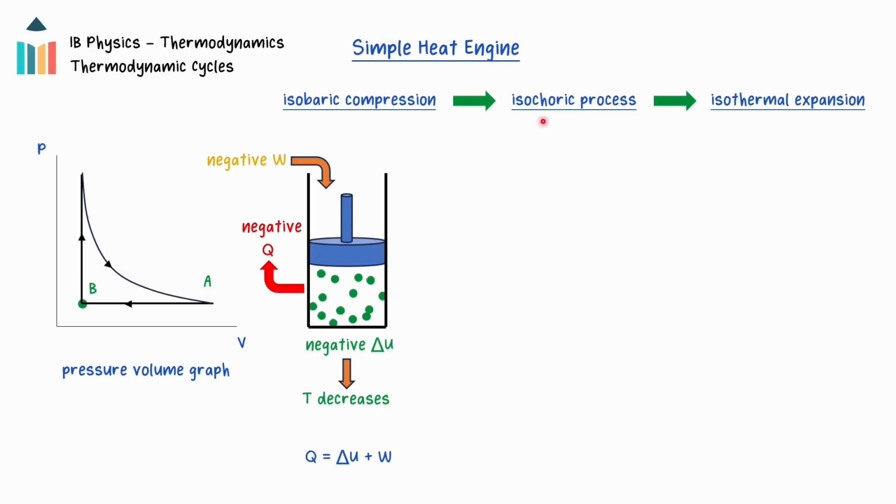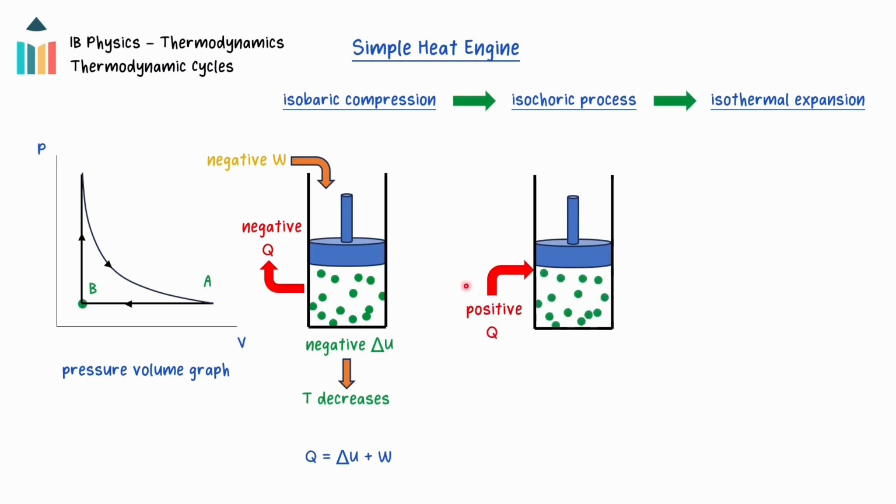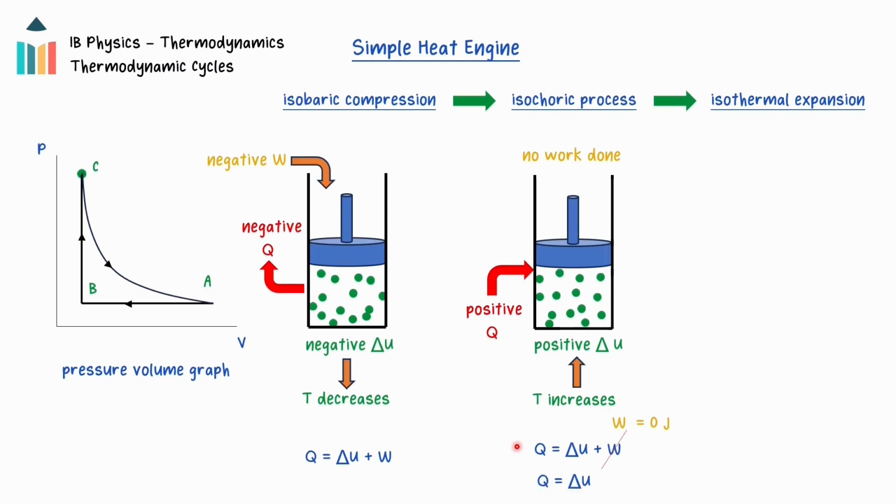The volume is then held constant as the system undergoes an isochoric process. Thermal energy positive Q enters the system, and the pressure and the temperature of the system increase. On the pressure-volume graph, a vertical line shows the system progressing to point C in the cycle. The internal energy of the ideal gas increases, as does the temperature of the ideal gas. The thermal energy entering the system is equal to the change in internal energy of the ideal gas because no work is done by the system due to the constant volume.